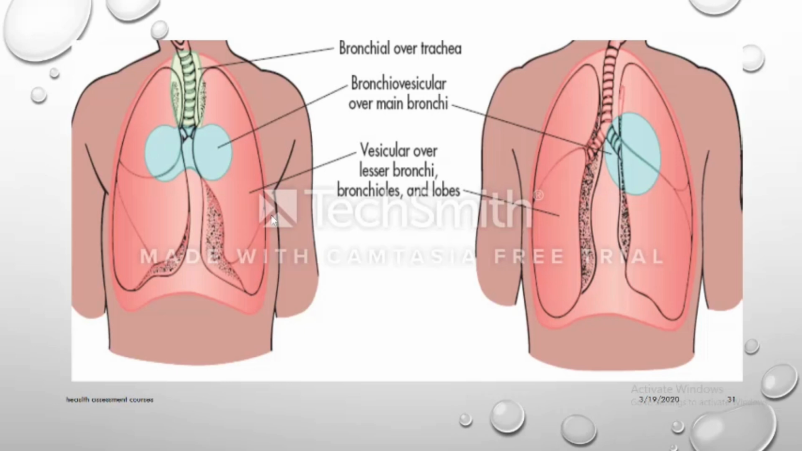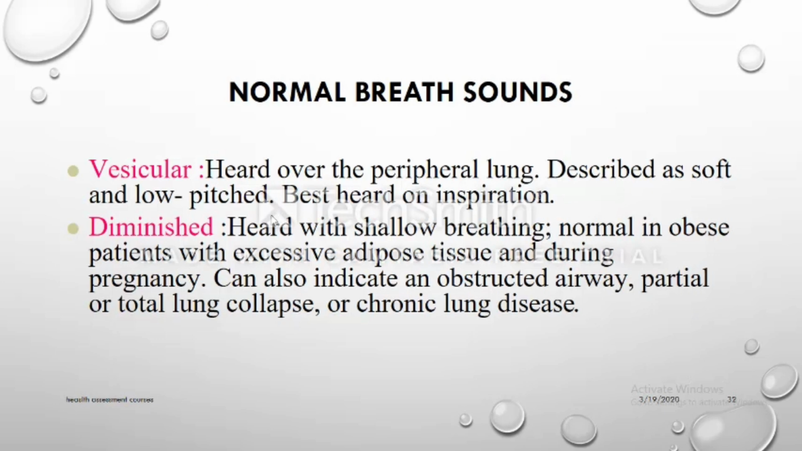We can see here from the illustration the bronchial sound over the trachea, the green color, then bronchovesicular over the main bronchi, the bluish one, and then we will assess the vesicular sound over the lesser bronchioles and lobes of the lung. Also, for the normal breath sound, the vesicular sound is heard over the peripheral lung, described as soft and low pitched, best heard on inspiration.